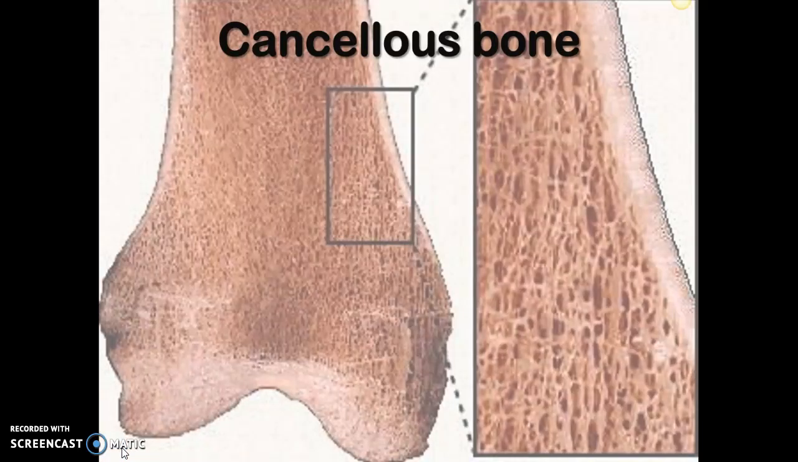Cancellous bone or spongy bone is found predominantly at the epiphyses, at the ends of the bone, but also, again, you see it lining the medullary cavity of the diaphysis. So it looks spongy. And what is the name of those little spongy things that make up cancellous bone?